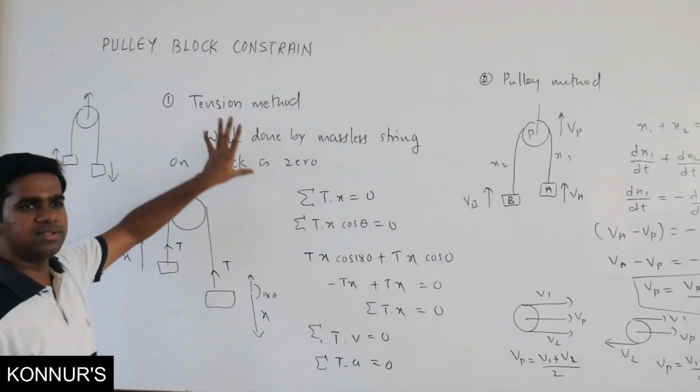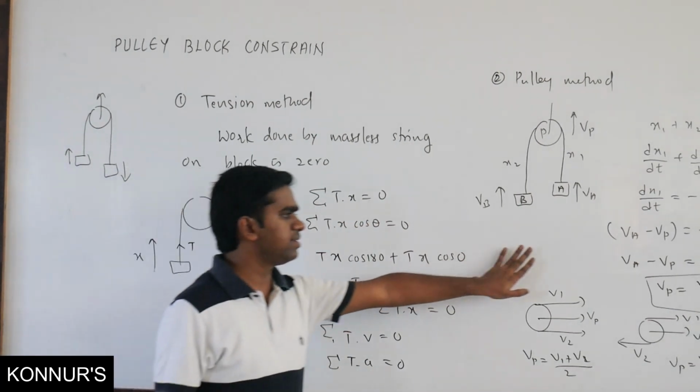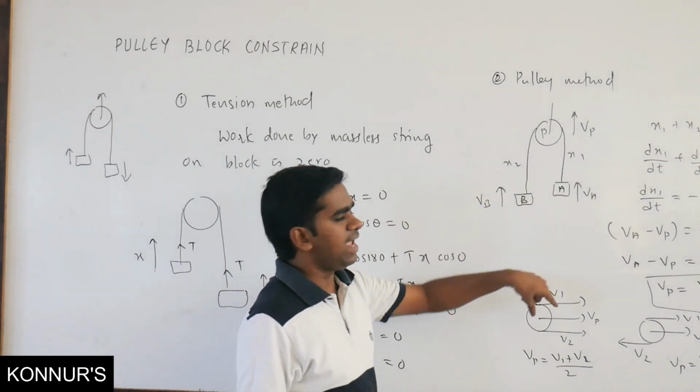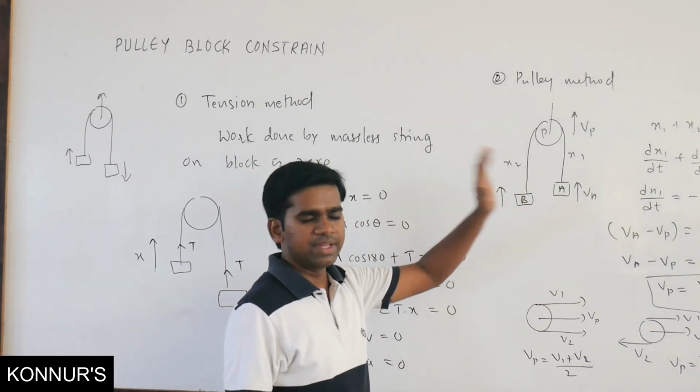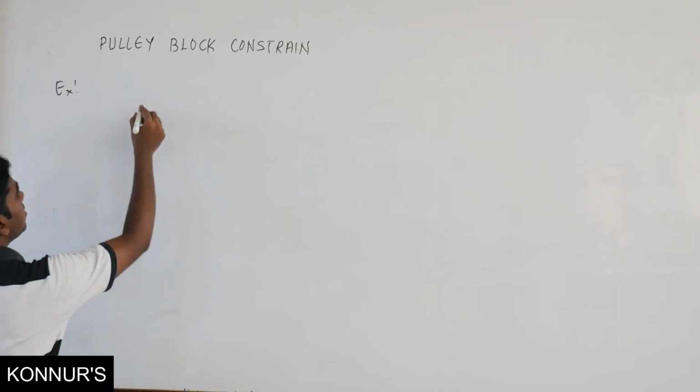Here you can apply tension at one end and the other end, and easily you can get the answer. But with the pulley method it is not like that. You have to find the velocity of every part or every pulley. Okay. So we'll see some examples so you can understand it.